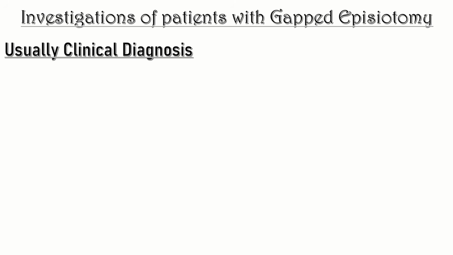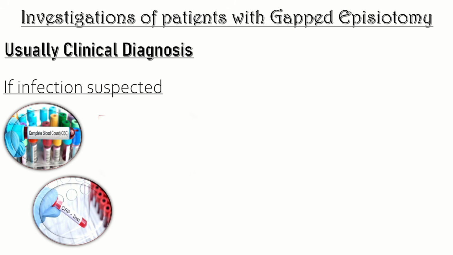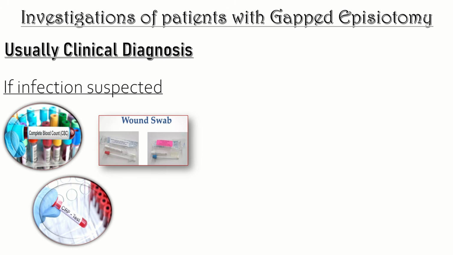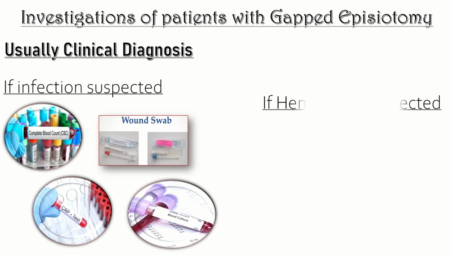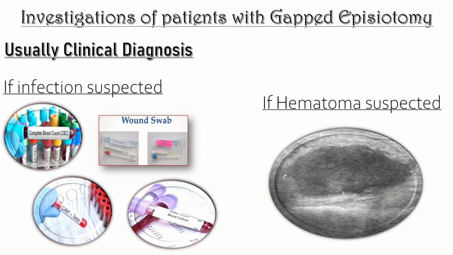What investigations are done in patients with gaped episiotomy? Usually, it is a clinical diagnosis. If infection is suspected, do complete blood picture test of the patient, C-reactive protein or CRP, wound swab for culture and sensitivity, blood culture if septic. If hematoma is suspected, ultrasound is very important in such cases, but it is rarely required.